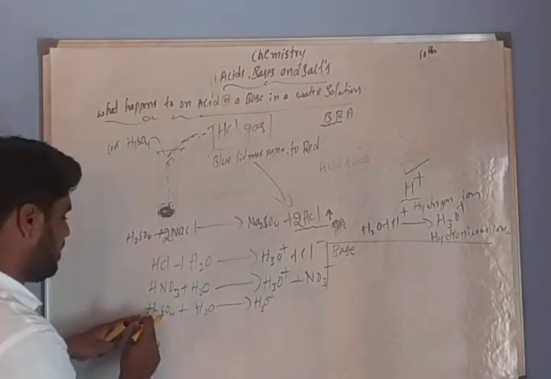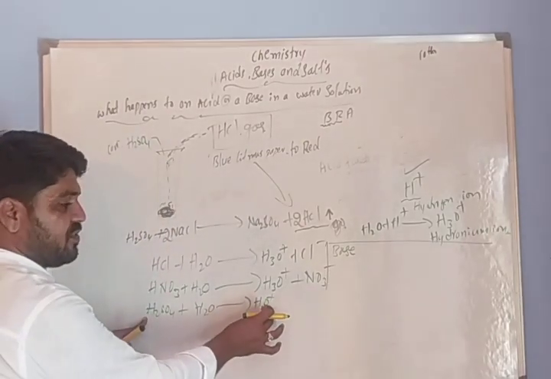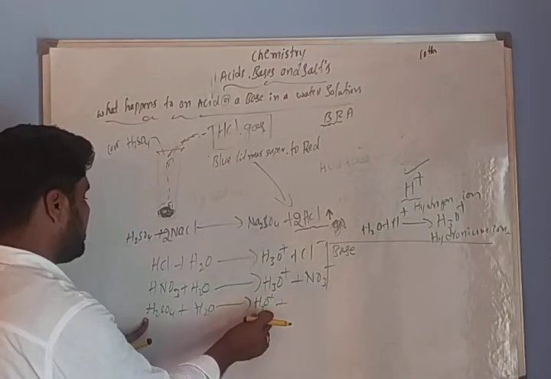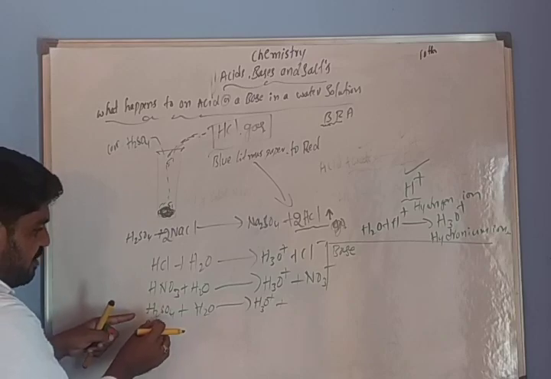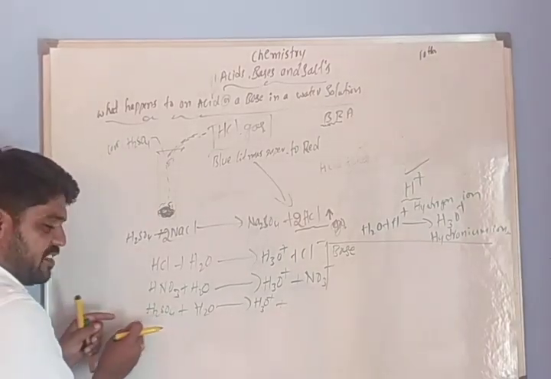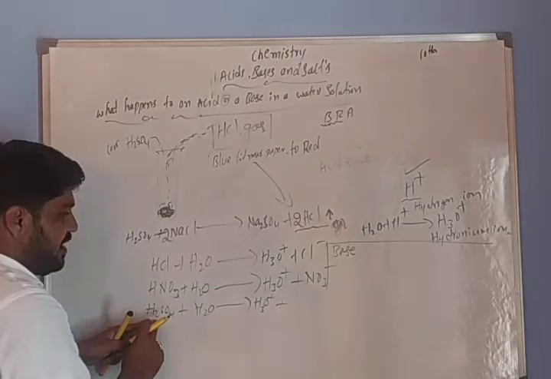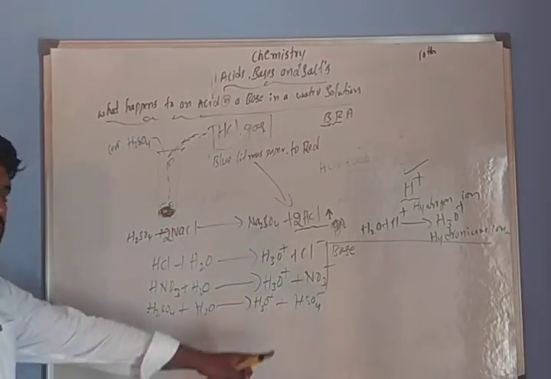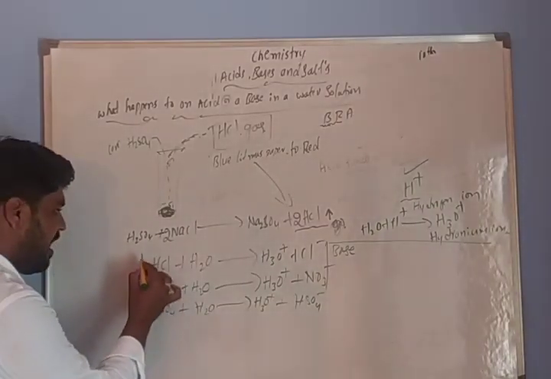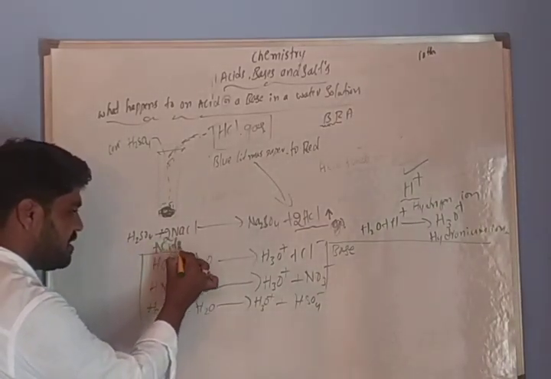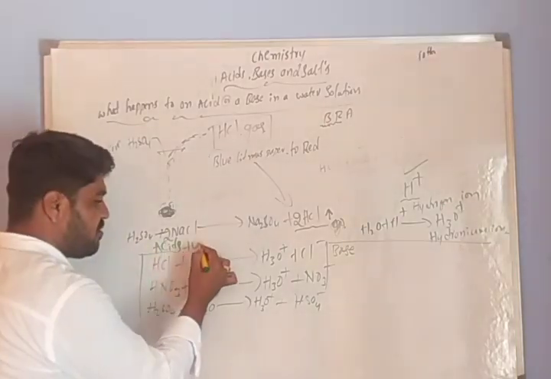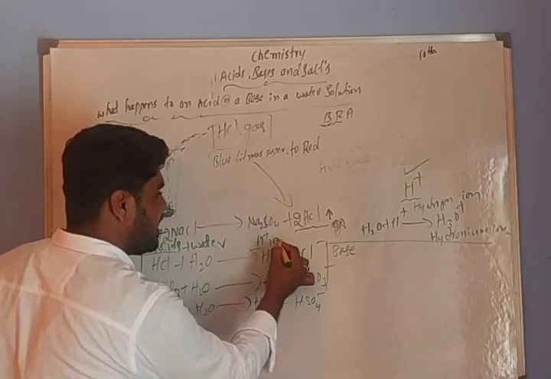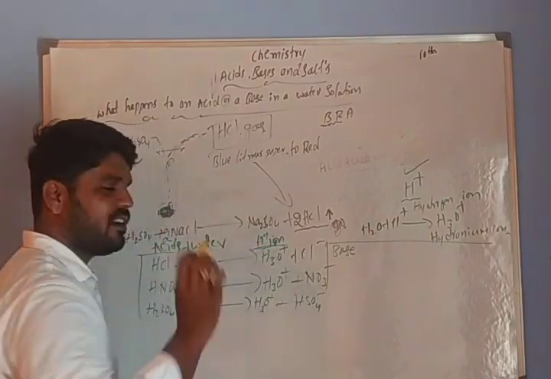H3O plus, here one H combines with this water, so this is the hydronium ion. From the remaining, what happens? H2SO4, one H is removed, so the remaining product is HSO4 minus. These are all acids. When acids react with water, it produces H plus ion. Please remember.